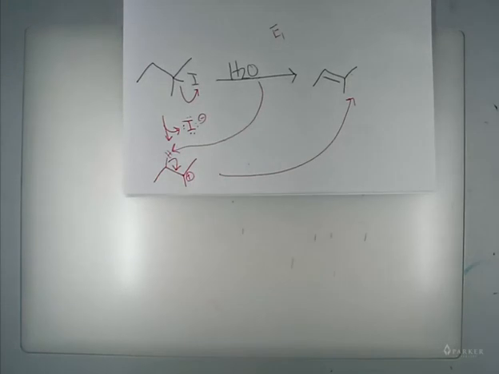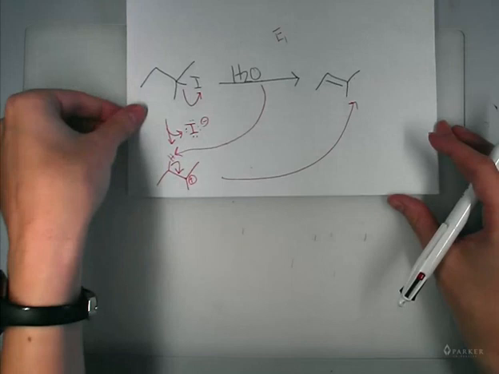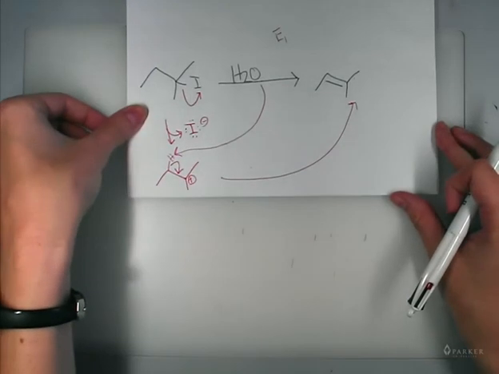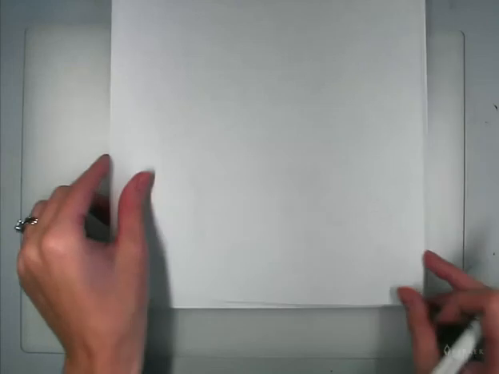So basically, it's similar to E2, except it happens one step at a time. First, the leaving group leaves, then you take off your hydrogen. And it always goes in that order. Okay, let's look at the last one on the next page. And this is the last problem.